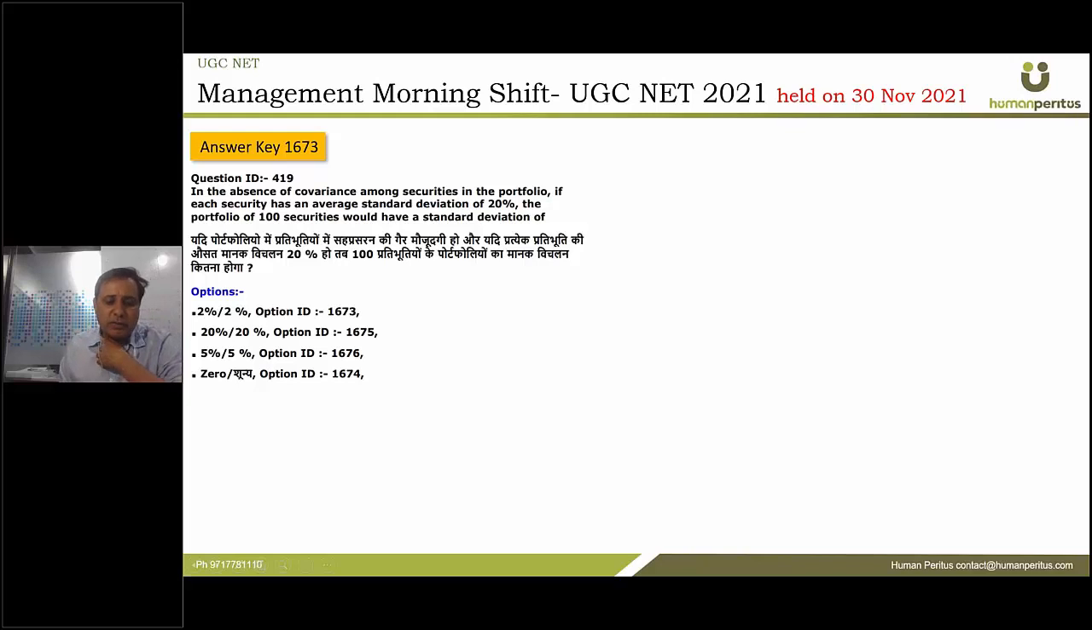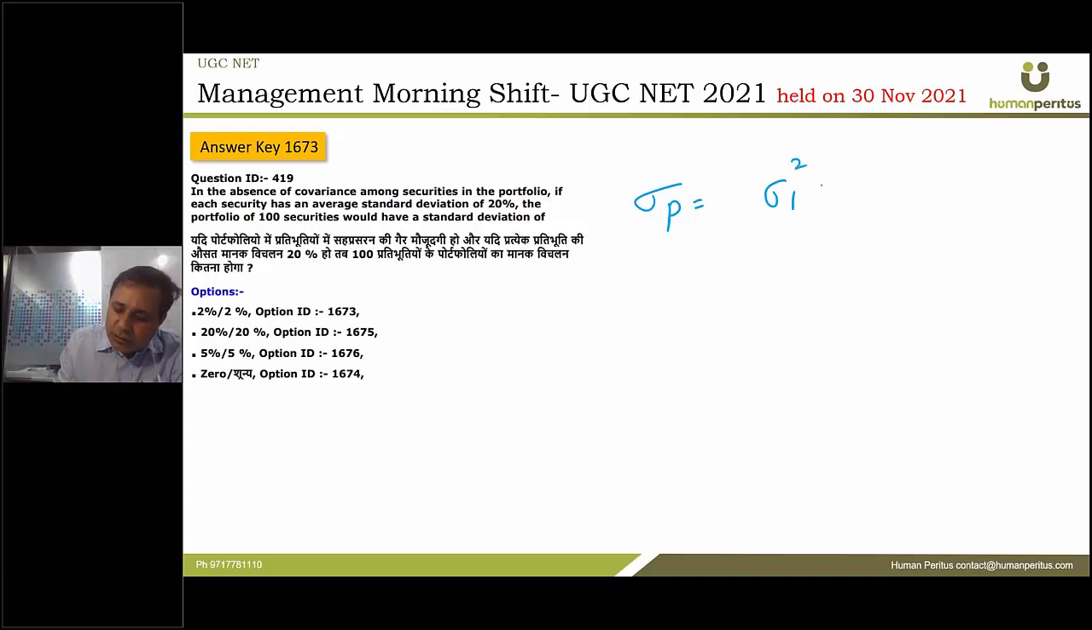In the absence of covariance among securities or portfolio, if each security has an average standard deviation of 20% and portfolio has got 100 securities, what would be standard deviation? So guys, how do you find risk of a portfolio? Again, risk is given by what? Standard deviation. अगर हमारे दो सिक्योरिटी होते हैं तो हम कैसे उसका रिस्क कैलकुलेट करते हैं?